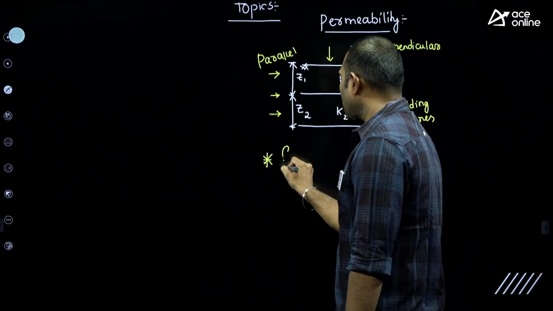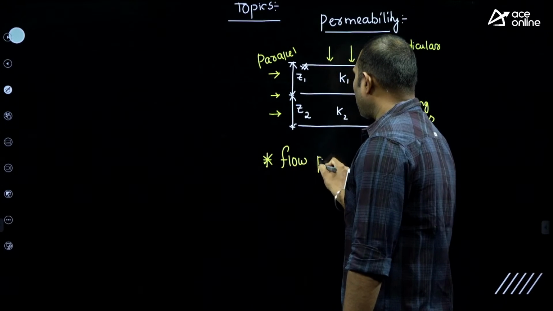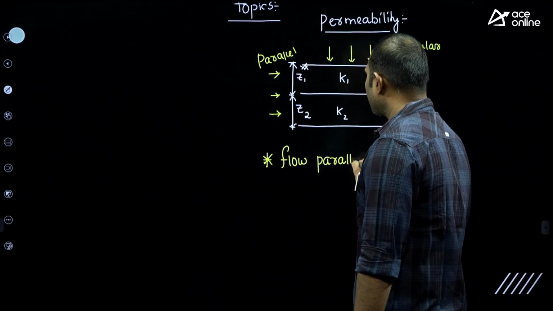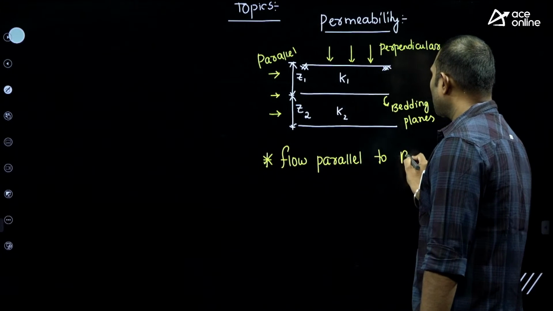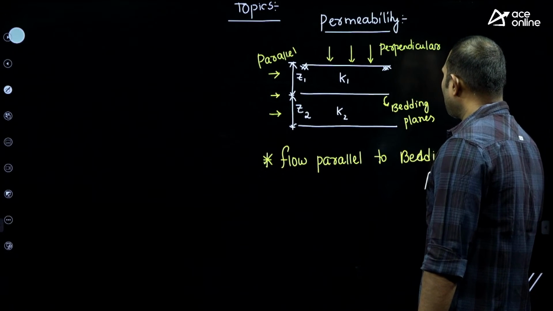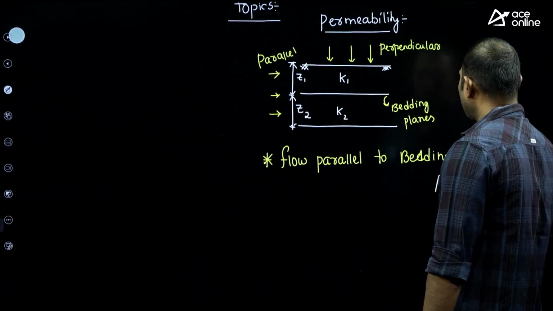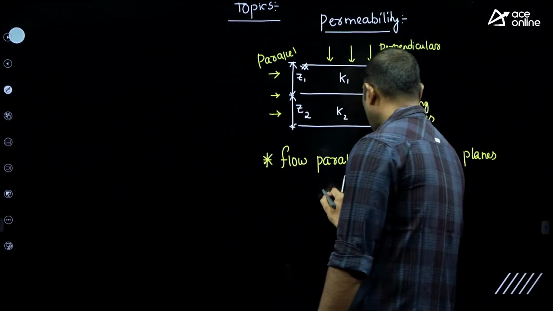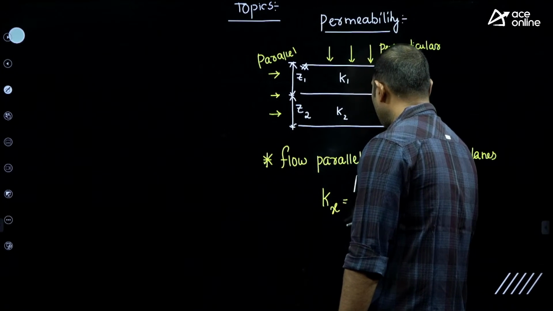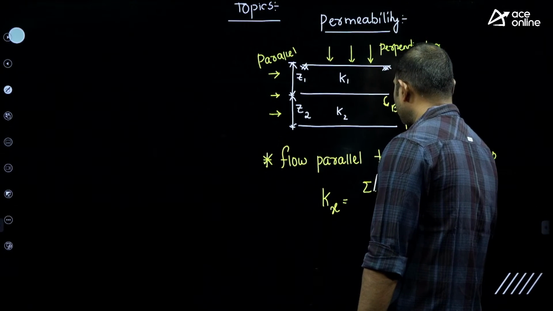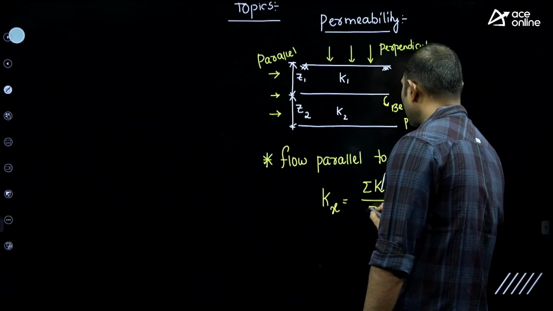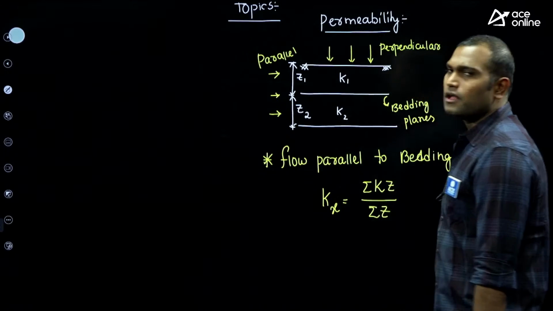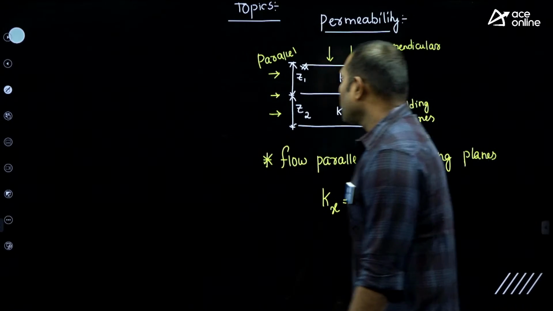Whenever flow is parallel to the bedding plane, the average permeability Kx is nothing but the weighted average, sigma Kz by sigma Z. That is the weighted average.